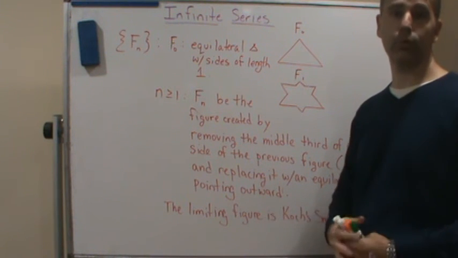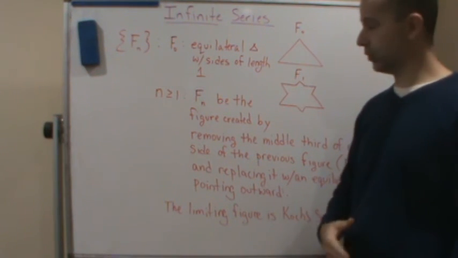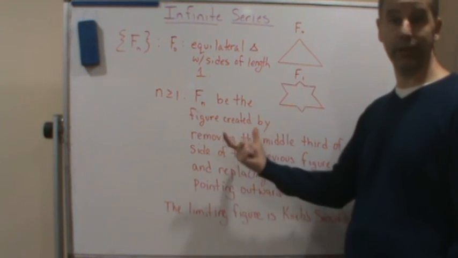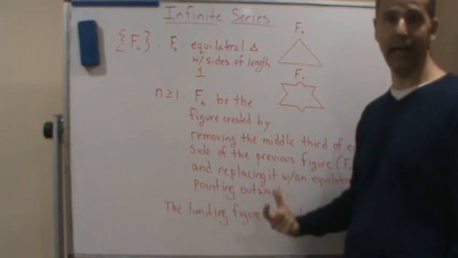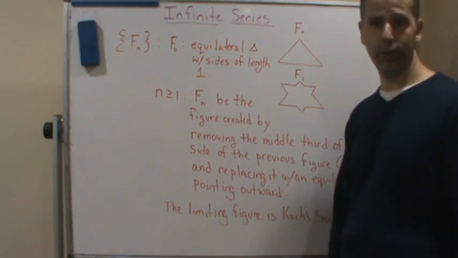And then we're going to take a similar approach to finding the area. We'll find the area, a sub n, of each of the figures, and then take the limit of that to see if we can find the area of Koch's snowflake. Okay, so that's what we're going to do next.